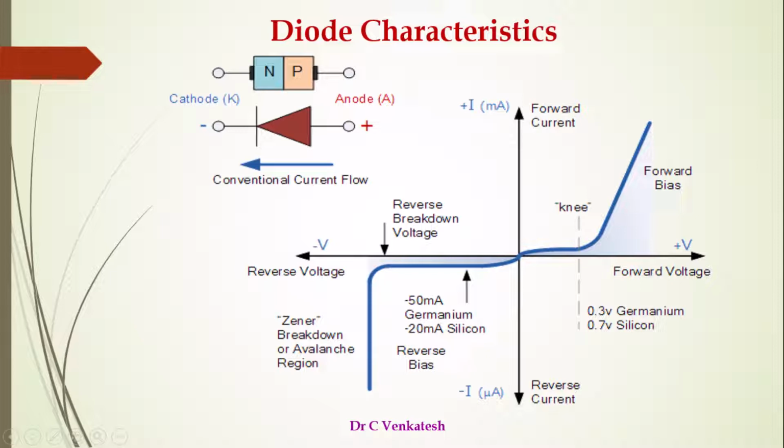A graph between forward voltage and forward current is called forward bias characteristics. A graph between reverse voltage and the reverse current is called reverse characteristics. The figure shows the entire forward characteristics and reverse characteristics of a PN diode.